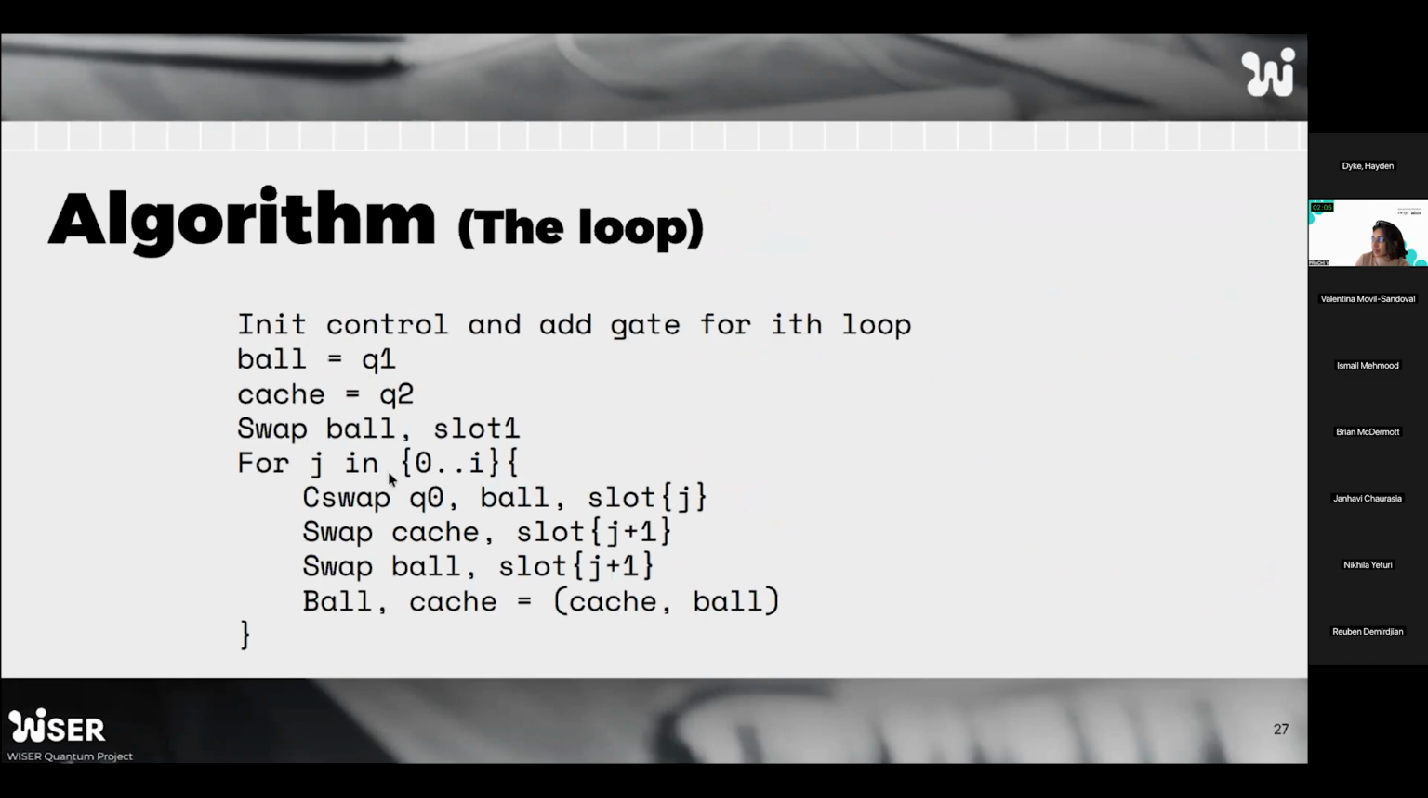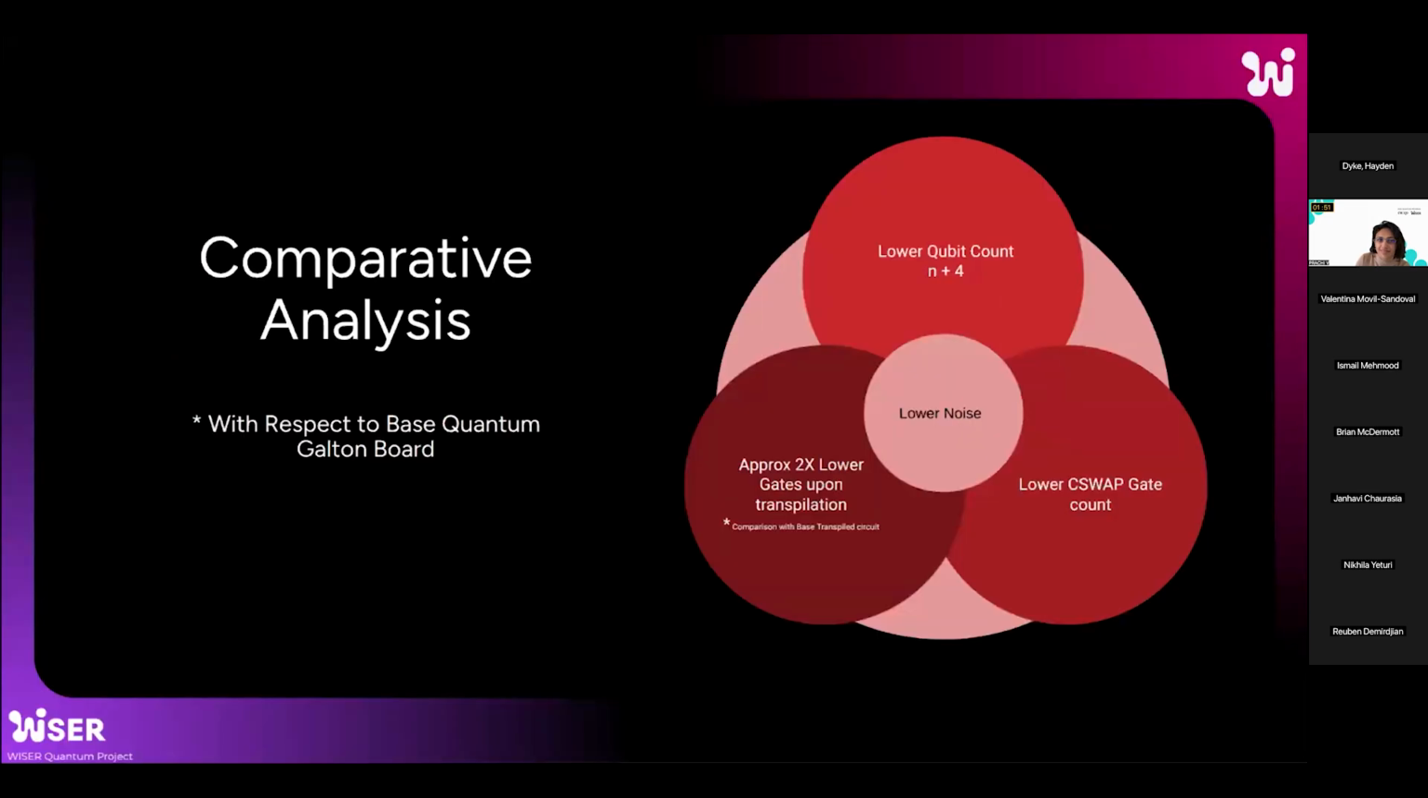For each ith loop we had the ball and the cache, and we did a C swap based upon Q0, and then we did a swap and we got the previous distribution value in the cache, and then we did a swap again for the ball and the slot, and then we switched the functionality of the ball and cache.